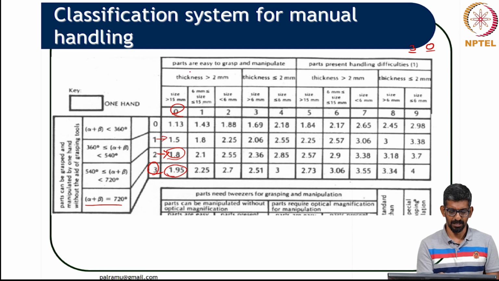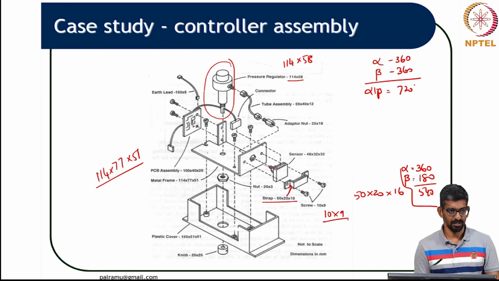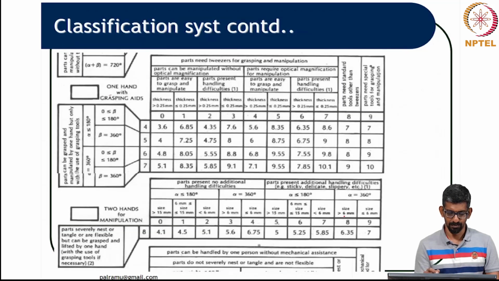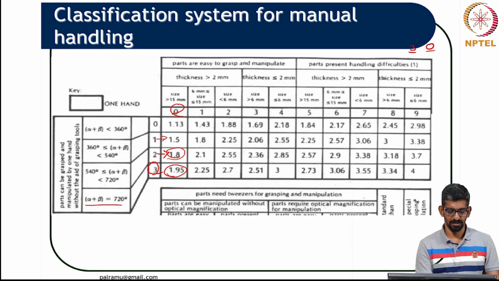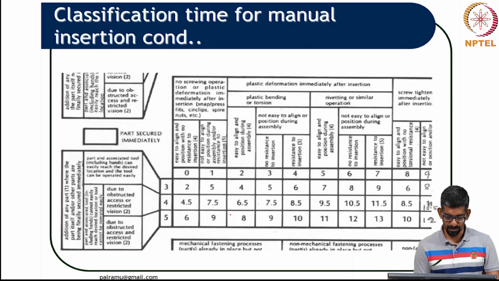and yeah, is the part easy to grasp and manipulate? Yes. Is it greater than 2 mm? What did we see? 10 cross 9. So, it is greater than 2 mm. And is it greater than 15? No, it is between 6 and 15. So, it is 1, 11. So, we are looking at this one. I do not know, is that right? Yes. Okay. And the insertion, manual insertion code.